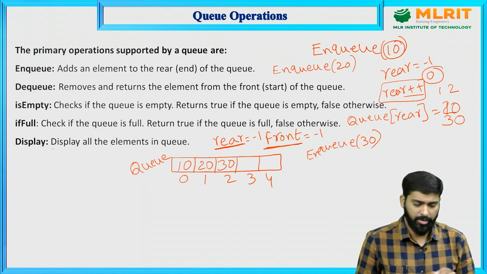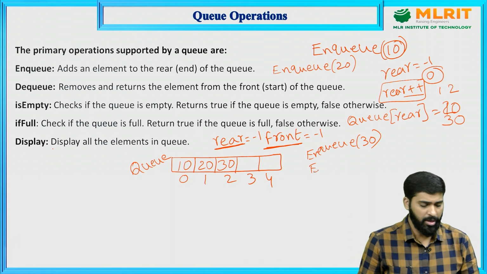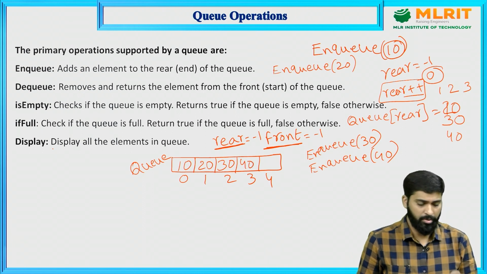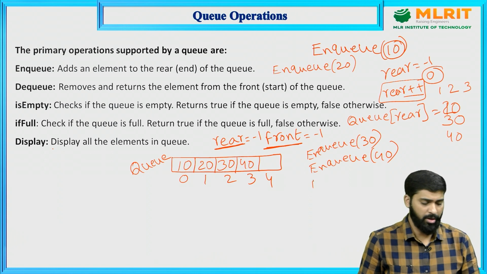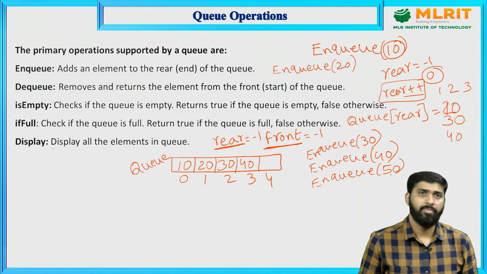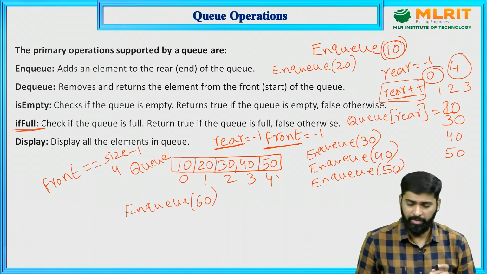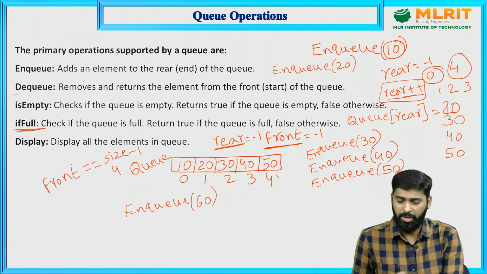30 is inserted here. Now again I want to insert NQ 40. Again rear plus plus, Q of rear equals 40. What is the rear? 3. So Q of 3 equals 40. Again if I call NQ 50, now again rear plus plus, it becomes 4. So Q of 4 equals 50. Now inserted. That's it.